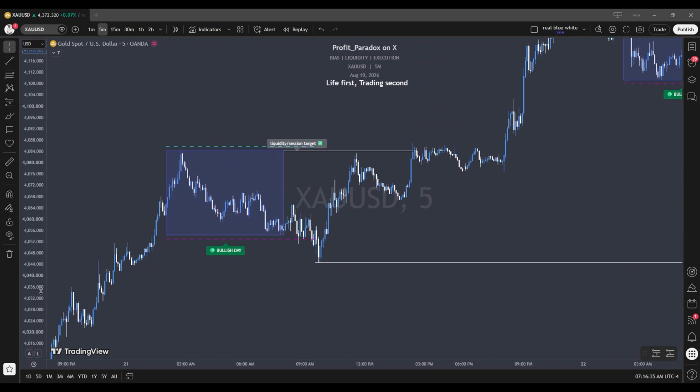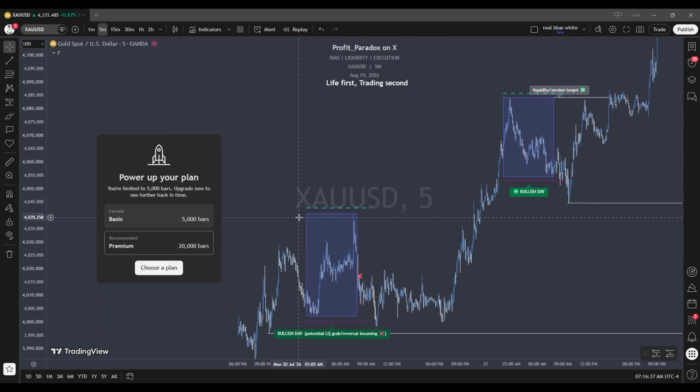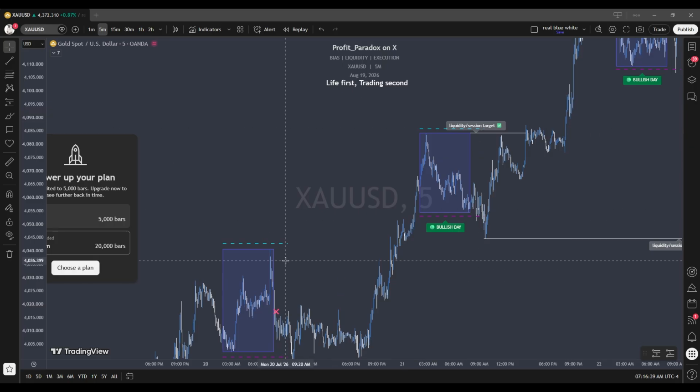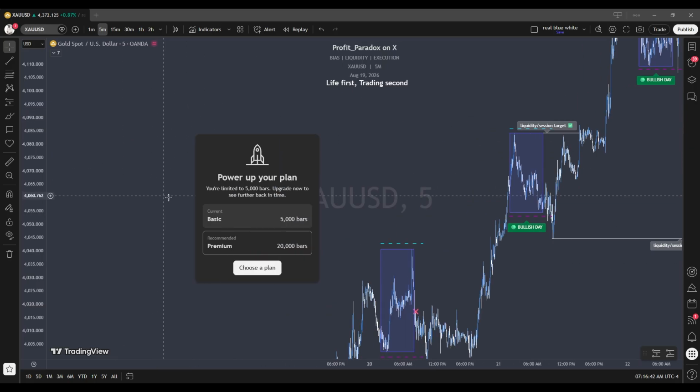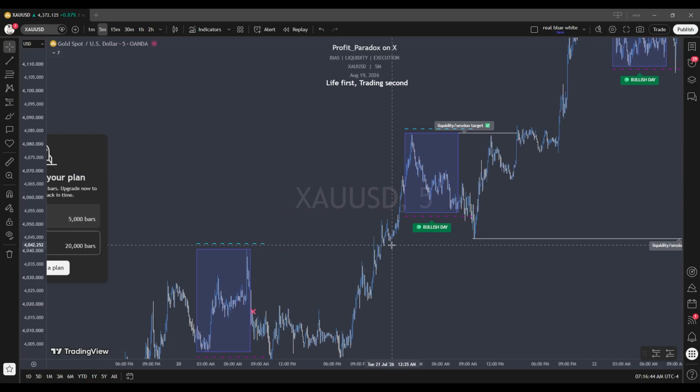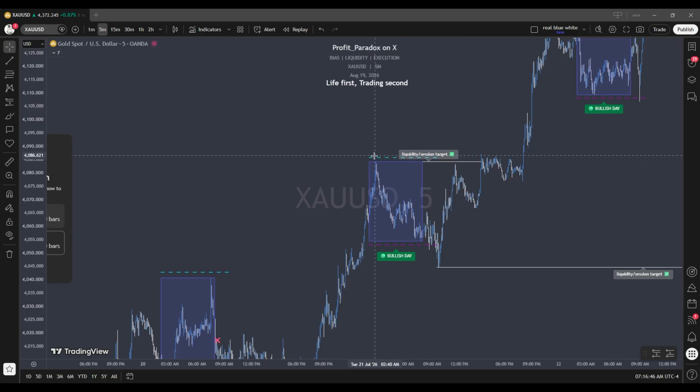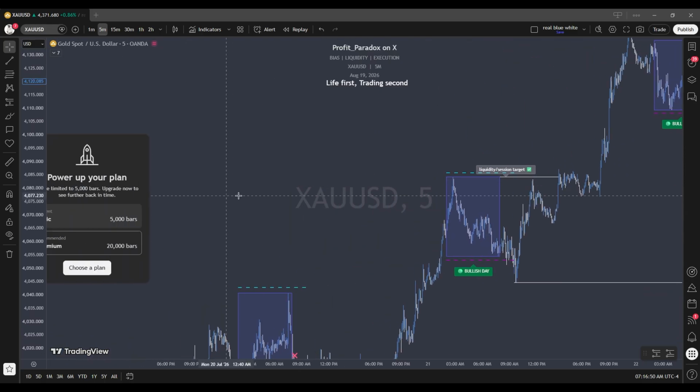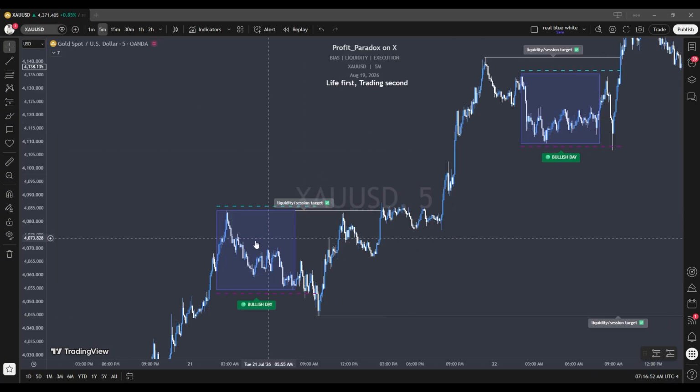So on this day, by the way, it didn't print a session target. It did, but because we can't go back any further, it can't draw the line out. Same thing for this day. It wasn't this high. It was a high somewhere right here, but because we can't print any more candles, it won't show it anymore.